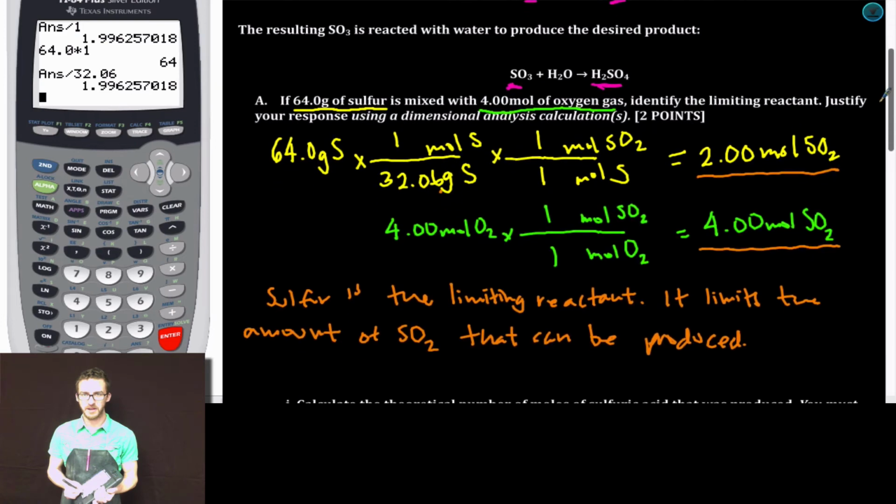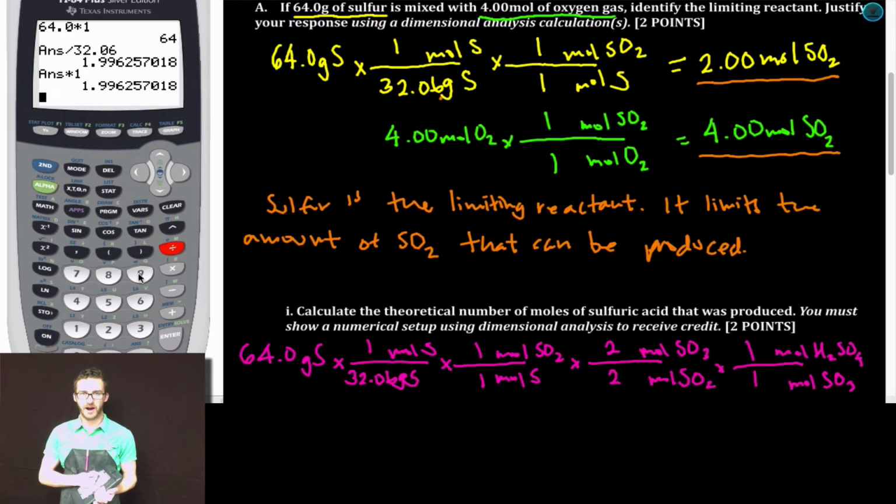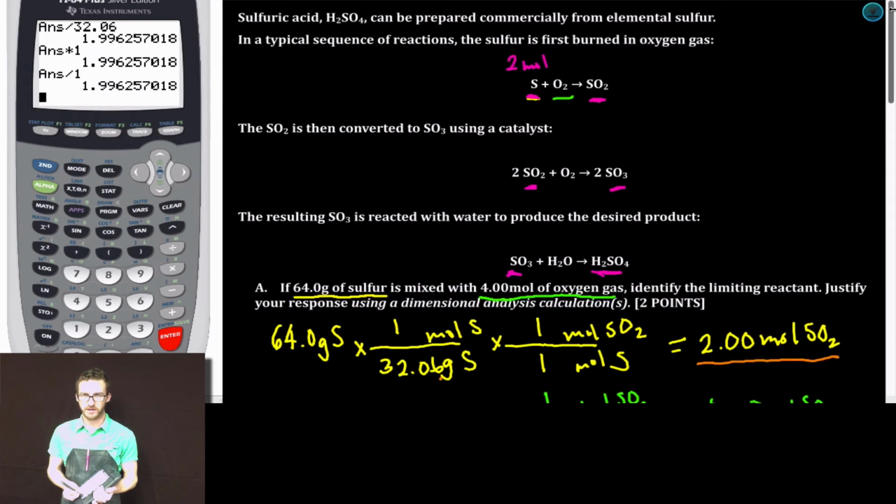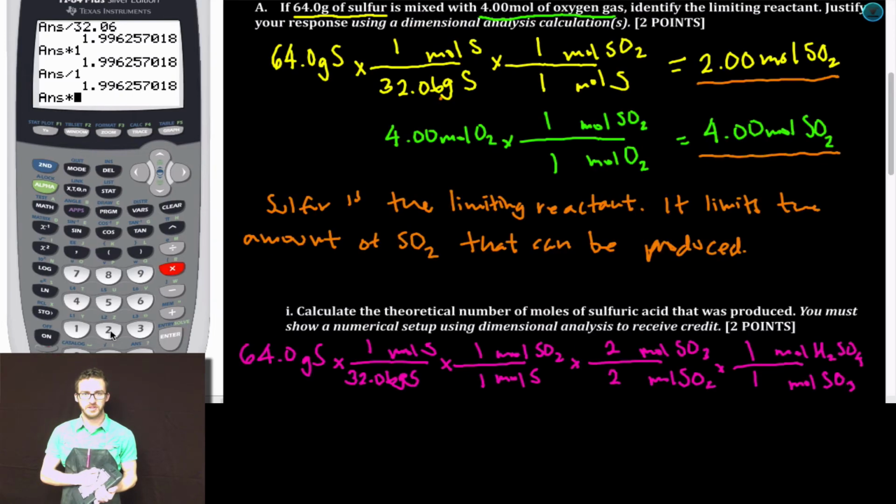Moving back to the dimensional analysis. Times 1 answer divided by 1 answer. Back to my equation. If I started with 2 moles and it completely reacts, I'm going to make 2 moles of SO2. Back to my dimensional analysis. Times 2, answer, divide by 2, answer.